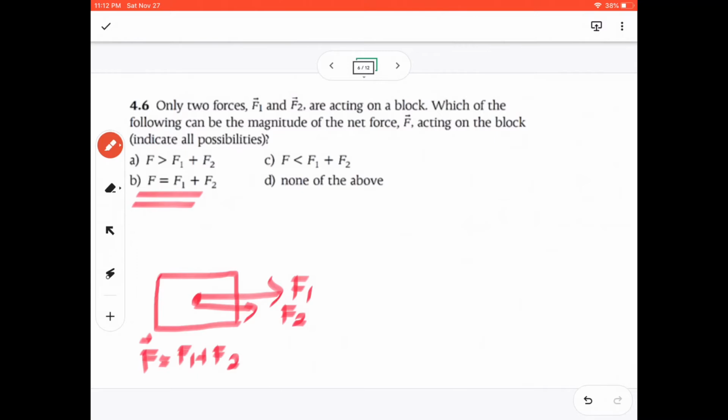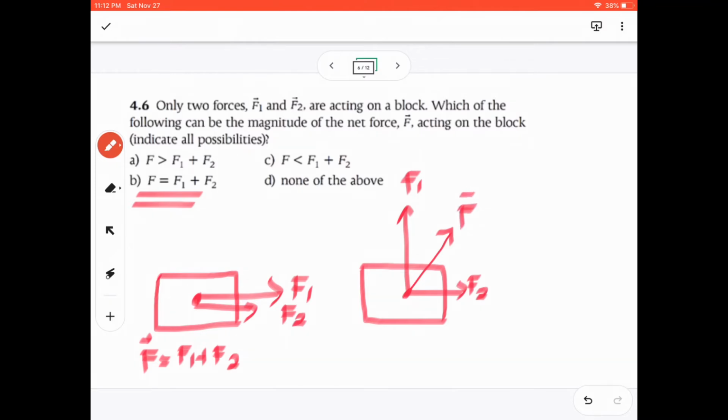So that's our answer. Another possibility is that the forces are at right angles to each other. F1 here and F2 here. The resultant force will be over here. This is your F, the resultant force. So in this case, there's nothing in our choices.